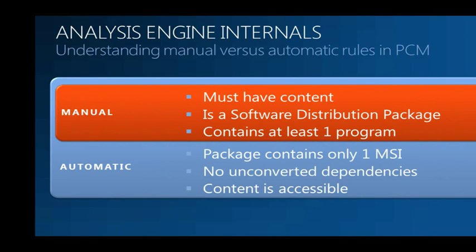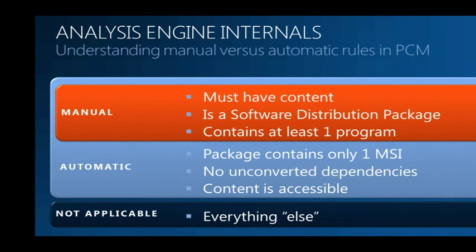Then, if it has these other 3 things, so if all 6 things are met, then it's automatic. And that is it contains only 1 MSI. The content has to be specifically an MSI, and there can only be 1 of them. It can't have any unconverted dependencies, so if it has a dependent app on it, that has to be converted as well. If it's not already converted, then it won't be automatic. It will be fix and convert. And then the content has to be accessible to us. So we have to be able to go and contact the share that the content is at and be able to see it and interrogate it and pull out the MSI product code, give you detection method, that kind of stuff. So if those 6 things are met, it's automatic. If only 3 are met, it's manual. Make sense?